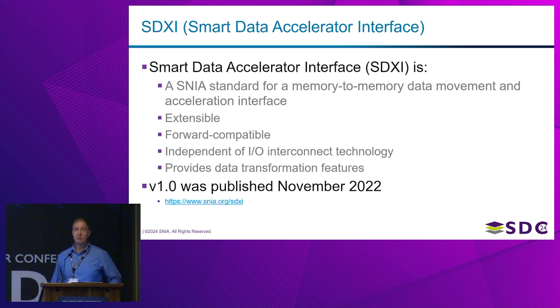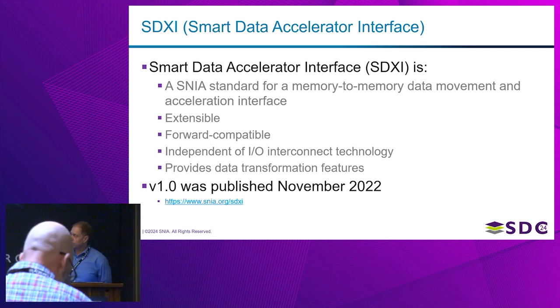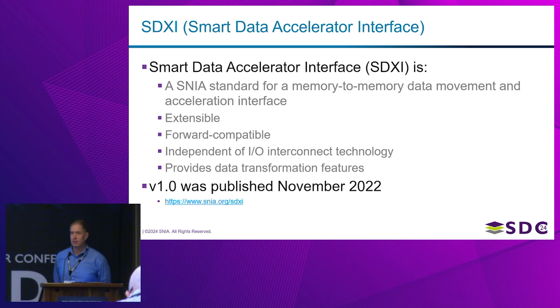And it provides data transformation features. And it's this last bullet here in particular that makes it kind of interesting for computational storage, and I'll get into that in a moment on the next slide. There is a 1.0 that was published in November of 2022. If you download the slides, there's a link there if you want to go get it. The slides that are online right now haven't been updated yet with some of the material here, but they will be.